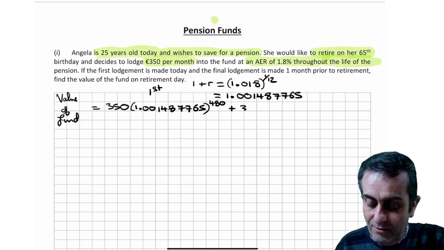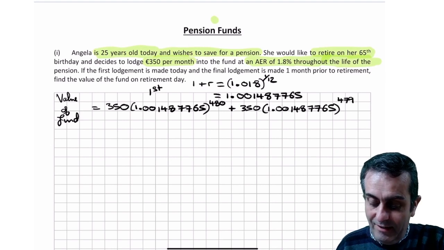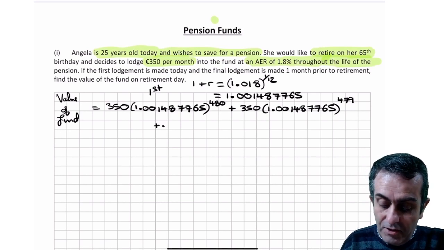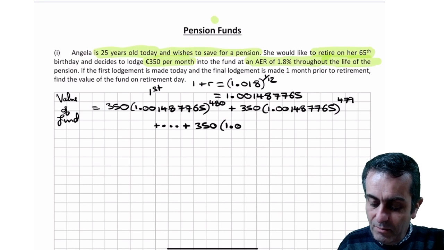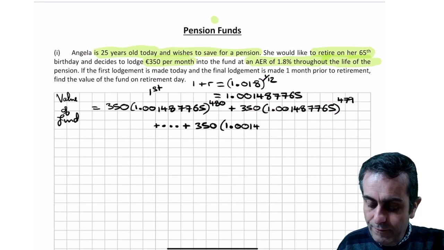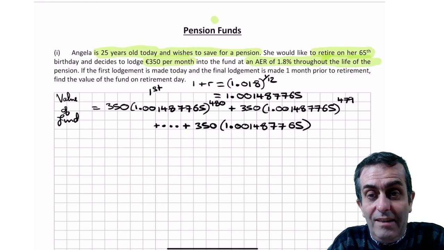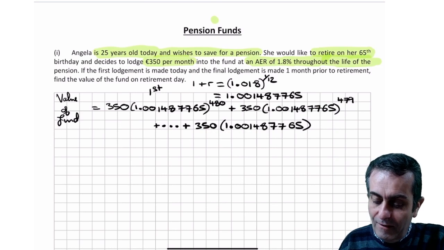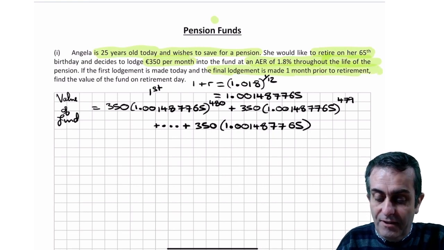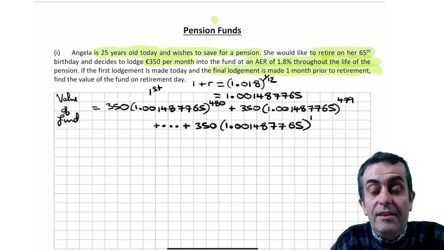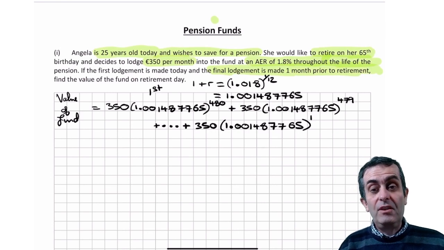The next payment that Angela makes into the account is going to be in the account for 1 month less. So that's going to be 1.001487765 to the power of 479 because it's in there for 1 month less. And then this is going to continue on for the next 40 years. And then her final payment is going to be 350 multiplied by 1.001487765 to the power of the amount of time that that payment is going to be sitting in the account. Now, if we read the question carefully, we will see that the final lodgement is made 1 month prior to retirement. That's 1 month before Angela turns 65. So that's going to be to the power of 1, because clearly it's only going to gain interest for 1 month.